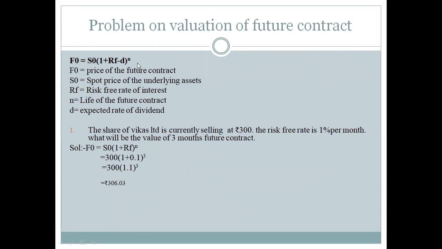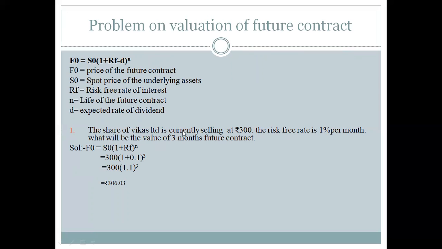Problem on valuation of a future contract. This is the formula which we are going to use. F0 is the price of the future contract, S0 is the spot price of the underlying asset, RF is the risk-free rate of interest, N is the life of the future contract, D is the expected rate of dividend. Let us take this problem.